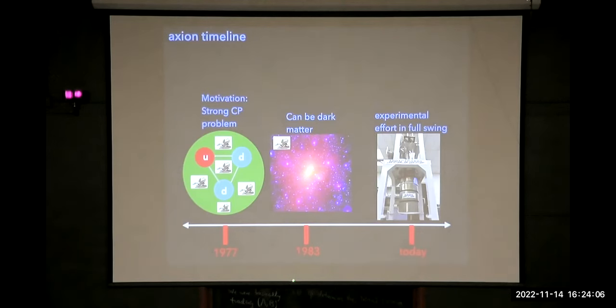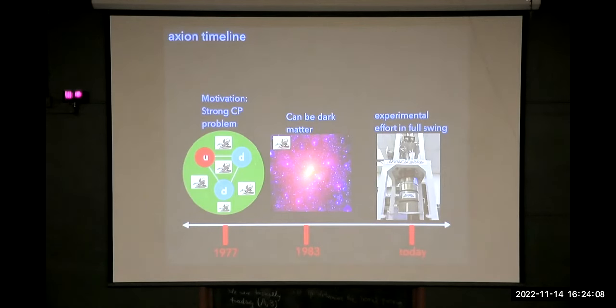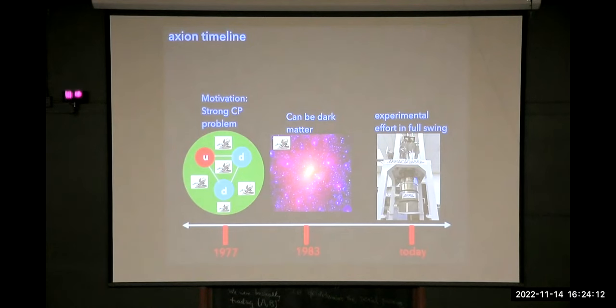Years later, it was realized that if axions exist, they could make up the dark matter. And it's really today that the experimental effort for axions is getting into full swing. So throughout this talk, I'm going to walk you through this timeline. And as we go, I'm going to tell you about recent exciting progress that's been happening.